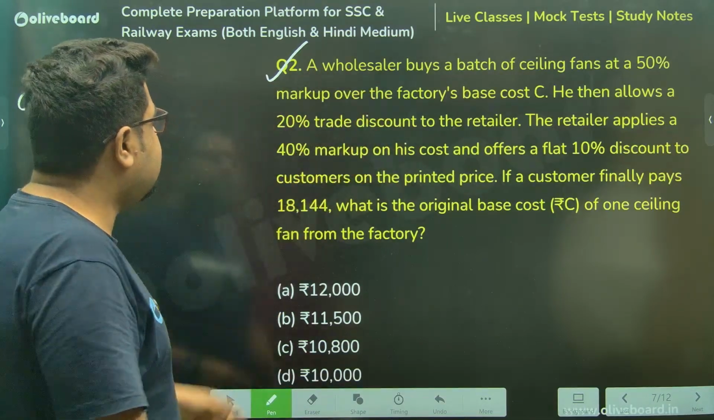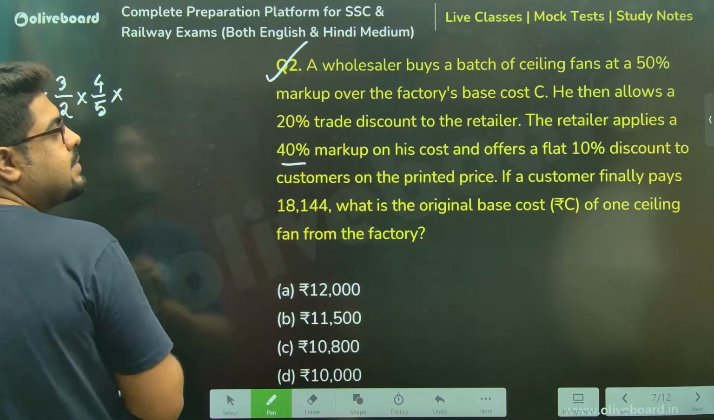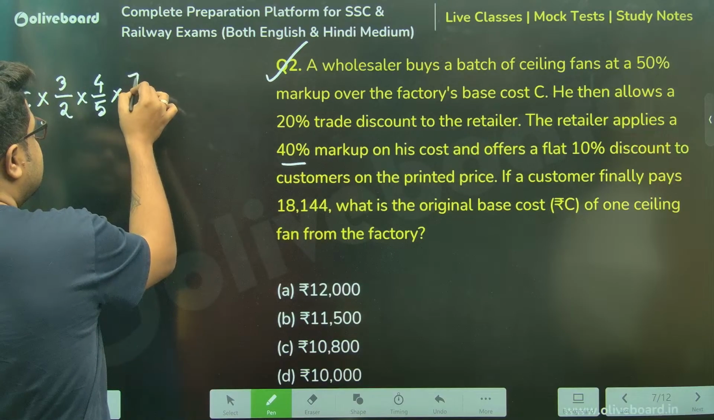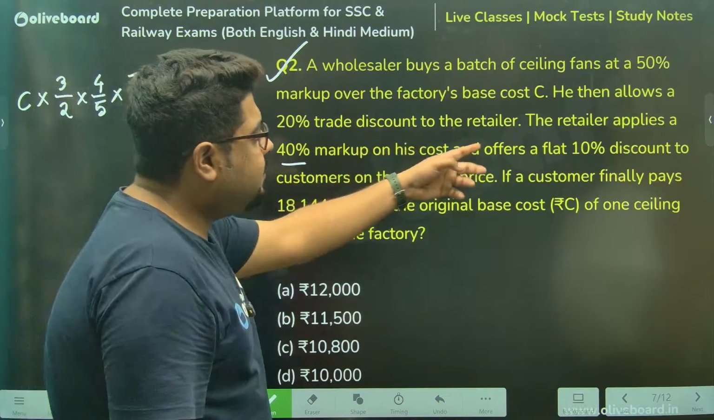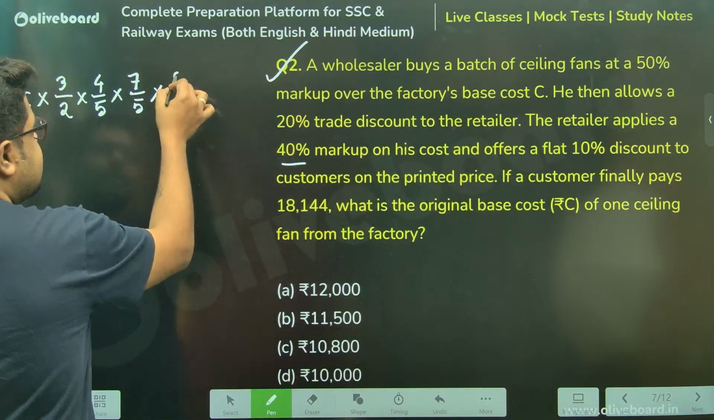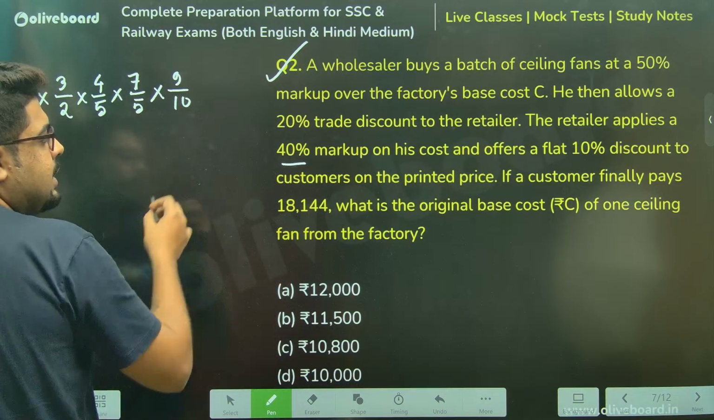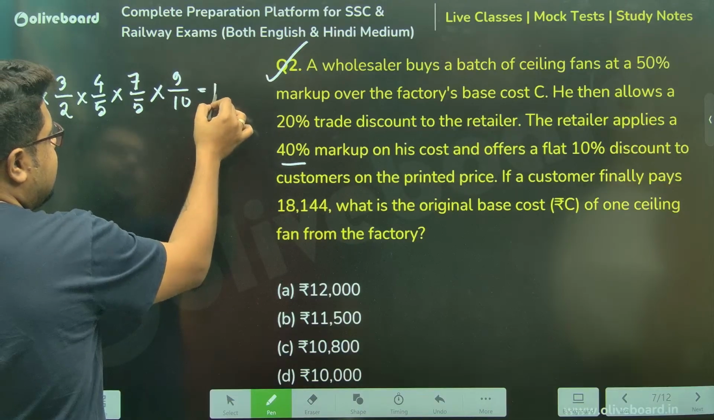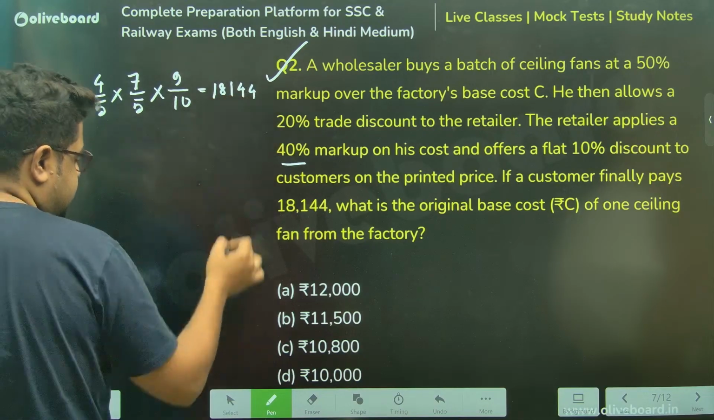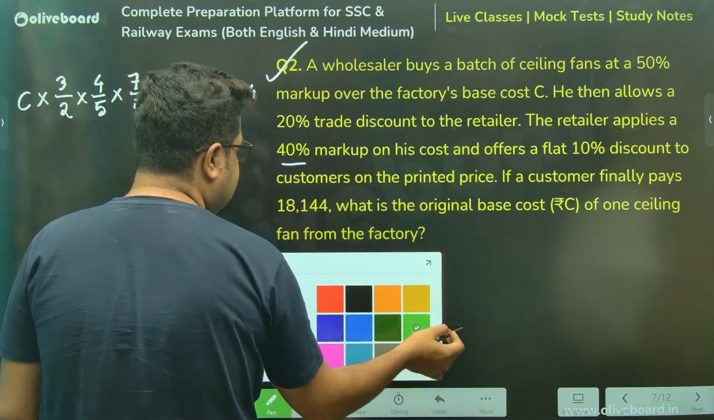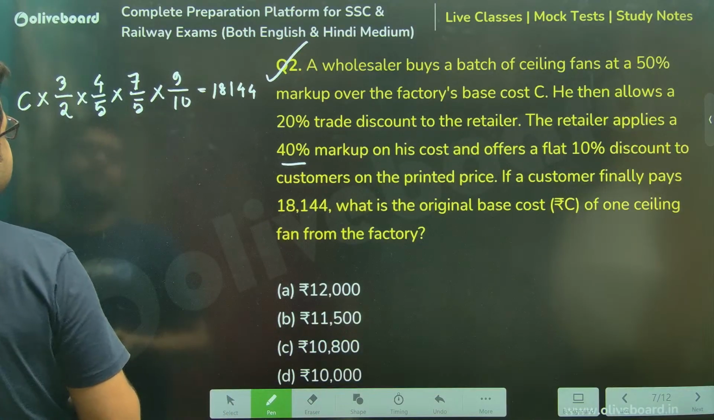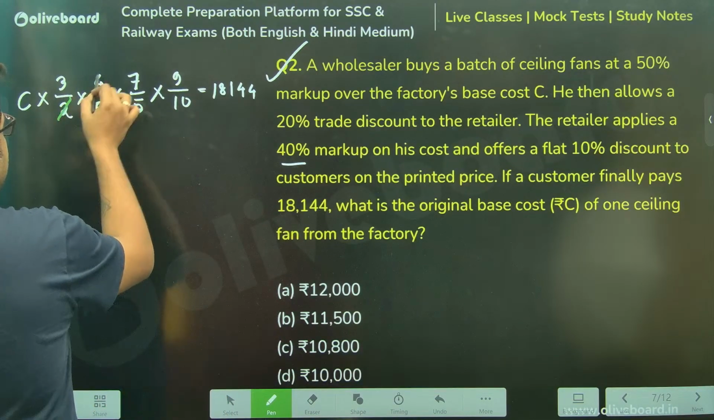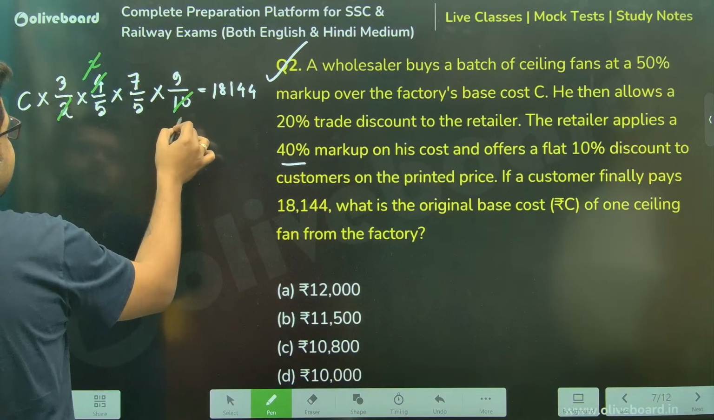Now what will the retailer do, sir? 40% markup, meaning 140%, 7 by 5 into. Offers a flat 10% discount, meaning, sir, 90%, 9 by 10. And this is that final payment, 18,144. Again, it's all about calculating now. Chalo, let's calculate, sir. 2 to this is 5.